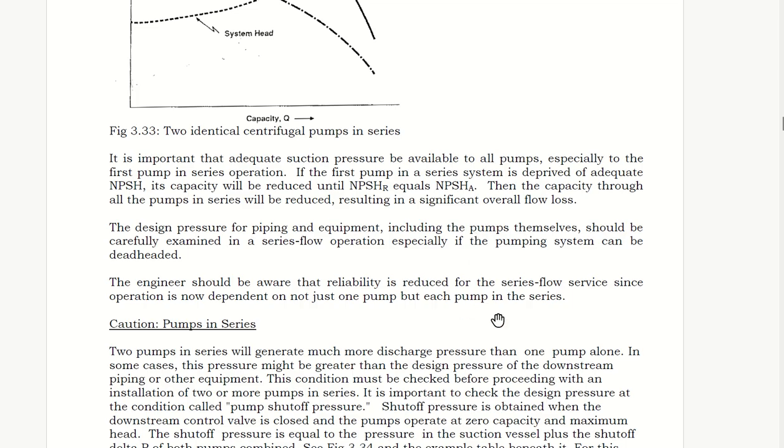This line is saying that if a pump in a series system is deprived of adequate NPSH, its capacity will be reduced until NPSHR equals NPSHA. Then the capacity through the pumps in series will be reduced, because these two pumps are in series. So if the first pump is underperforming, the overall pump system where the two pumps are in series is going to have a low flow rate.